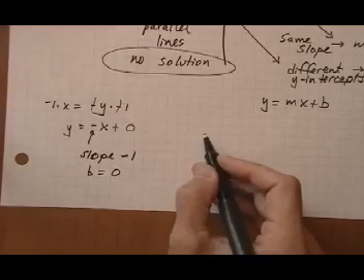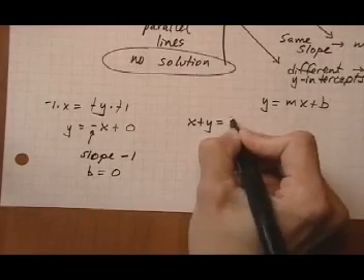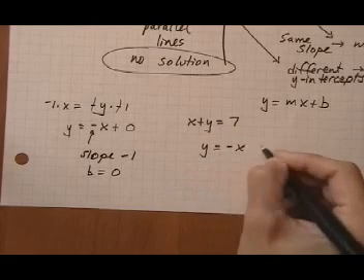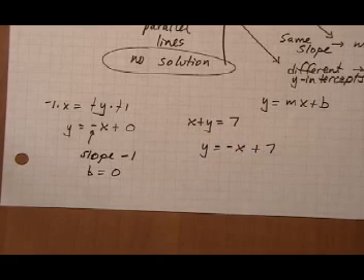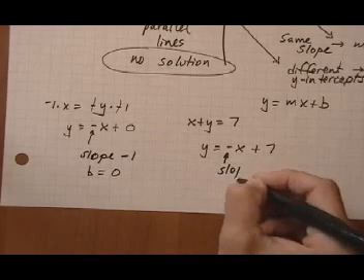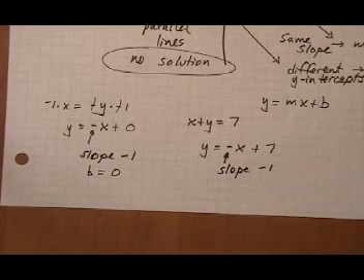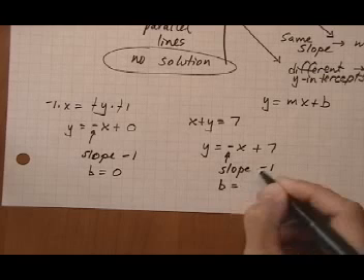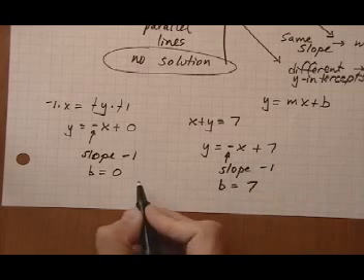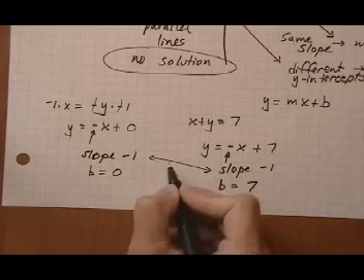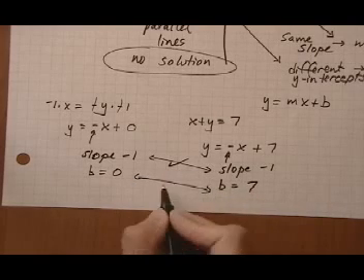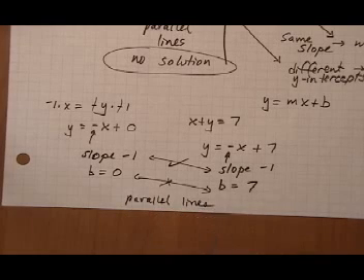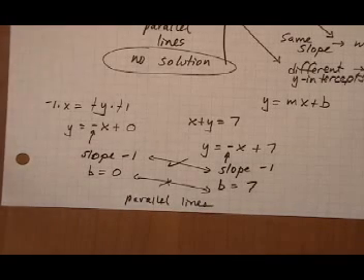And let's check the other equation. x plus y equals 7. Solving for y means take away x on both sides. If I take away x on both sides, I have y equals minus x plus 7. Slope is the coefficient of x, so it's minus 1, which is just like the other slope. And the y-intercept value is given by this b here, so these are different. Same slope, different b's, parallel lines. So that's one way to check to see if you really do have no solution.